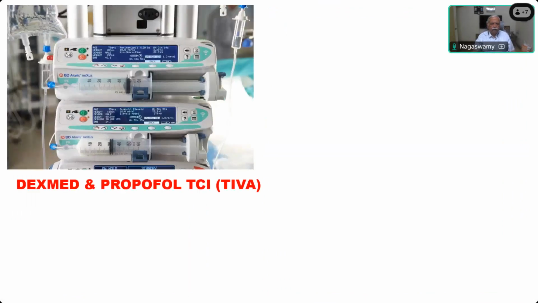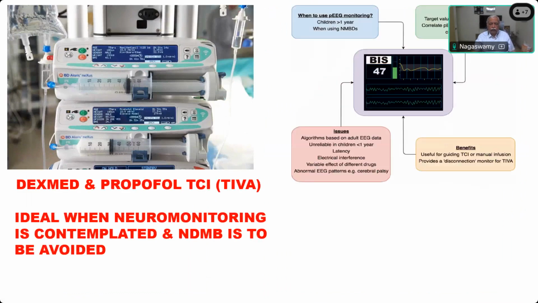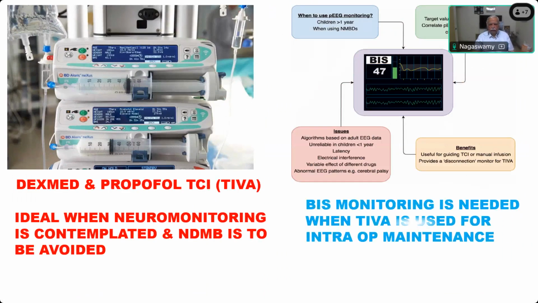And these are the dexmedetomidine and propofol infusion for maintaining the anesthesia, especially when neuromonitoring is planned. So you can avoid non-depolarizing muscle relaxant throughout by using this combination. But if you are planning for TIVA, it is always a must you use this monitoring. I forgot to tell you. So it is always better to measure the depth of anesthesia if needed whenever TIVA is used.